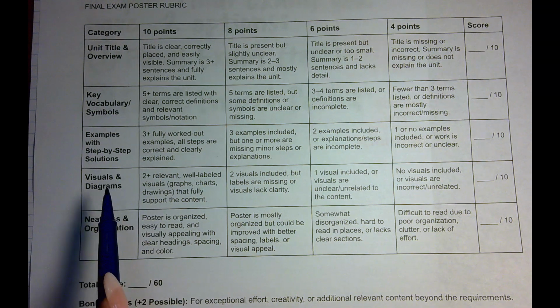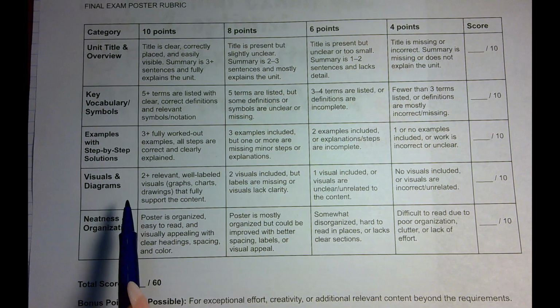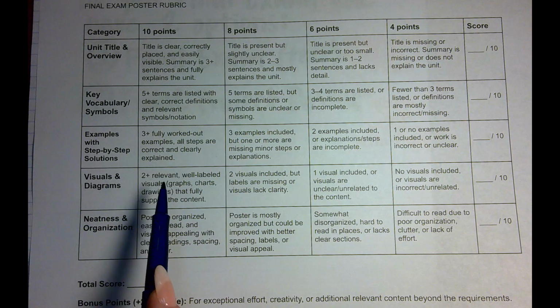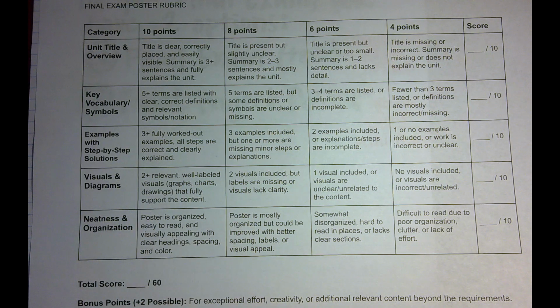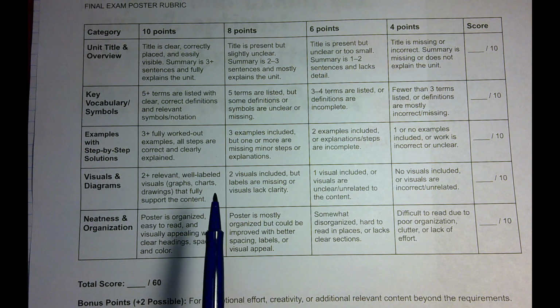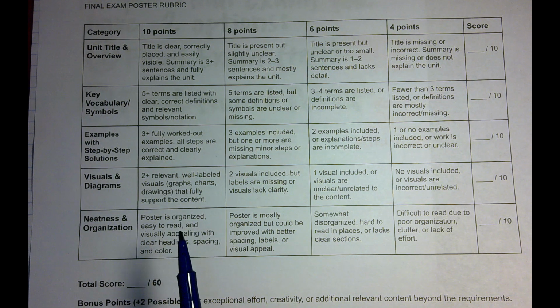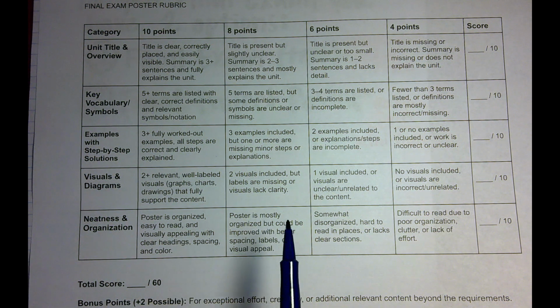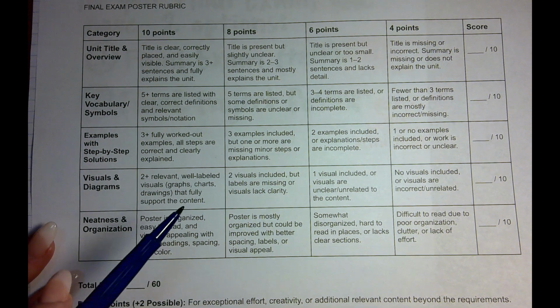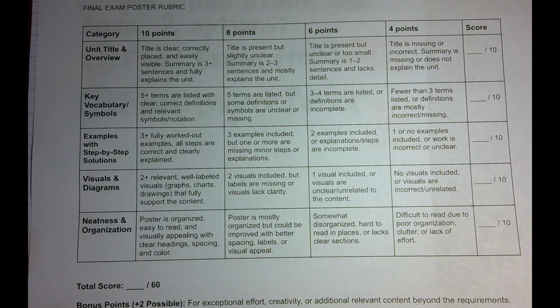The next category is visuals and diagrams. I just want you to have at least 2 good labeled visuals. Visuals could be a picture, a drawing. If you were doing an inequality, for example, a picture could be the graph that you draw. It doesn't necessarily have to be something like a graph. It could just be a photo that helps explain the topic. But I want 2 of them on there. And the points decrease with the fewer visuals on the poster, etc., etc.